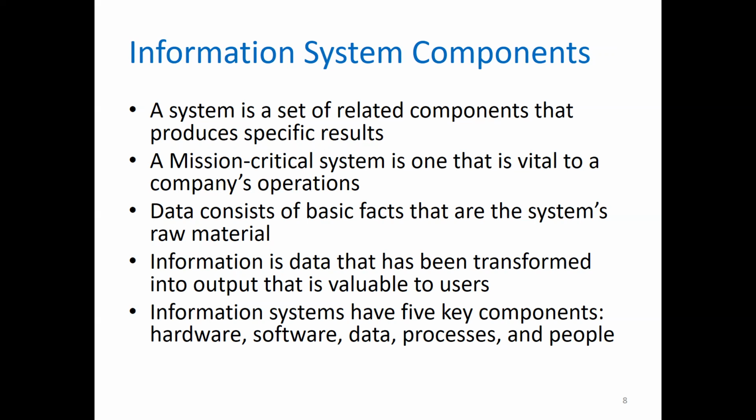Finally, we have a look at data versus information. Data are basically raw facts and figures that are attained or entered into a system. Information is that very same data that has been entered into the system, is now being processed, and comes out as something meaningful or valuable to the users. Let's have a look at the system components in the next few slides.